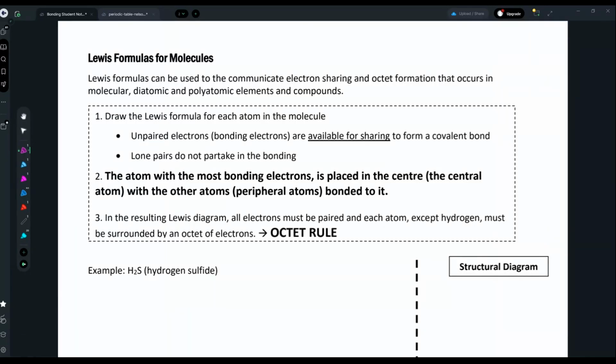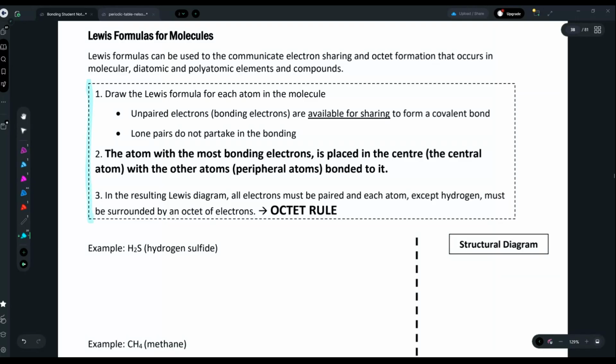Now, moving on to Lewis formulas or Lewis dot diagrams for molecules, which can also be called electron dot diagrams for molecules. Essentially, we can use the same concept when we are drawing each individual atom, and we can use that to create molecules. Okay. So, what's all in this box is very important. Okay, so step 1, we're going to draw the Lewis dot formula or Lewis dot diagram for each atom by itself, which makes up our molecule.